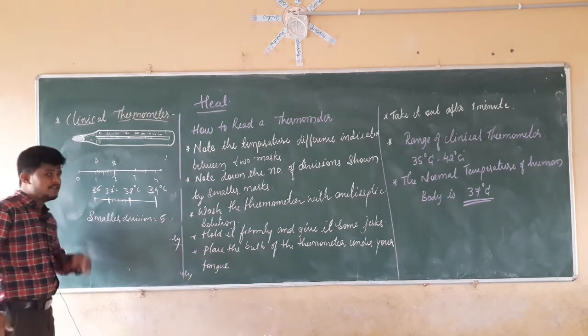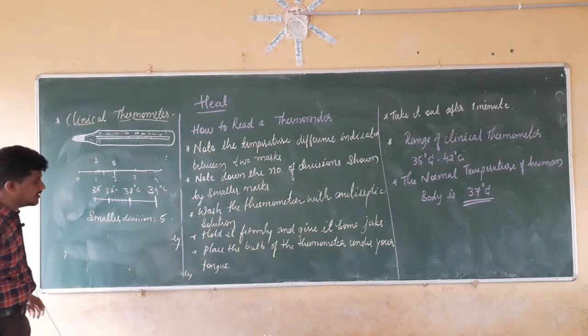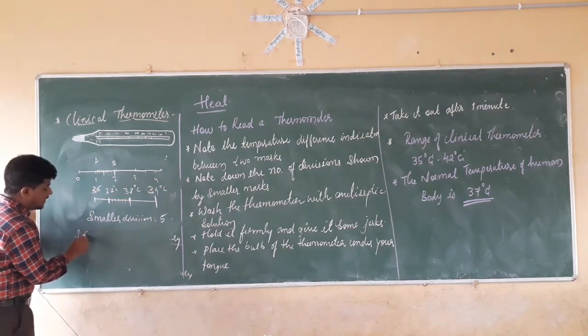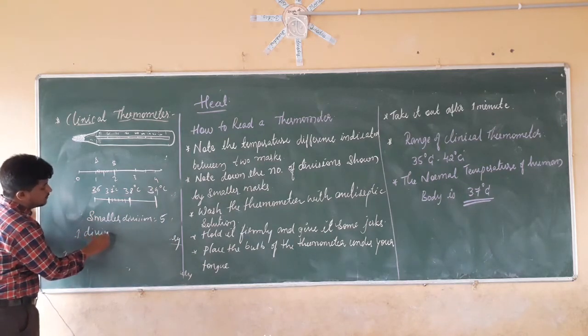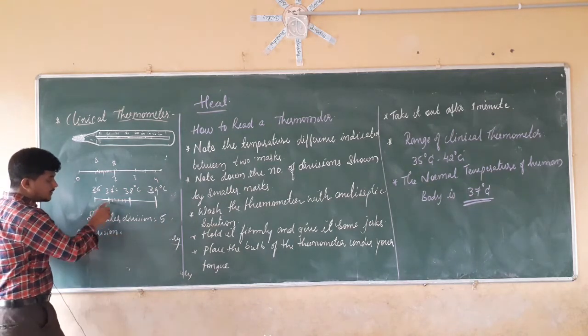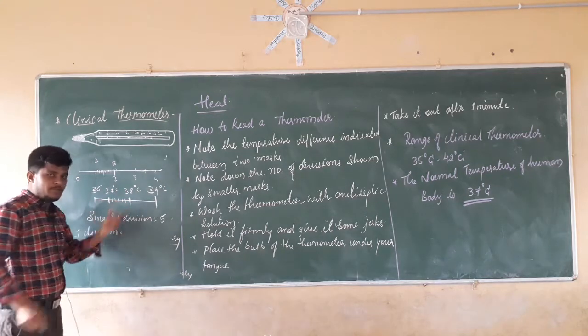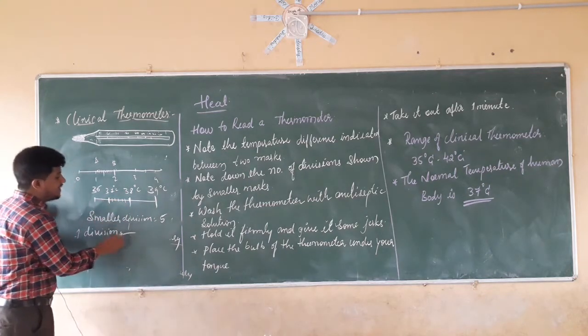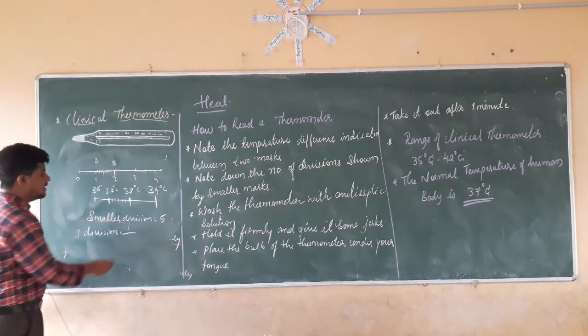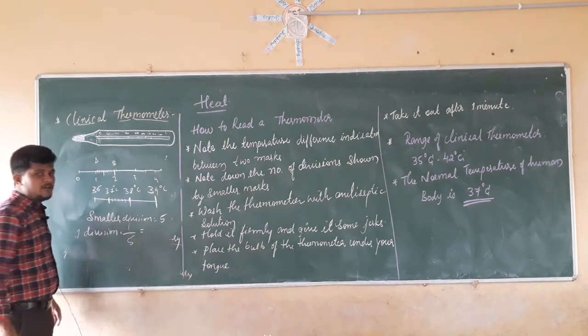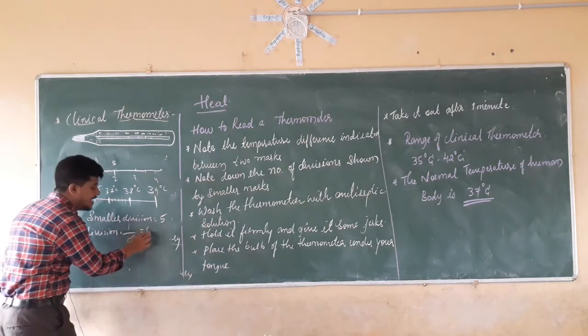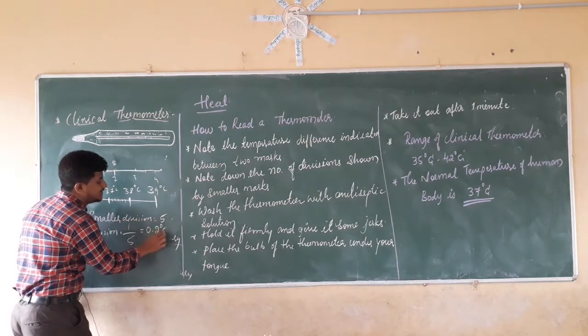That means one division is equal to how many degrees Celsius? We have to calculate. The difference between both the marks is 1 degree Celsius, divided by the number of divisions, 5. 1 divided by 5 is equal to 0.2 degrees Celsius.